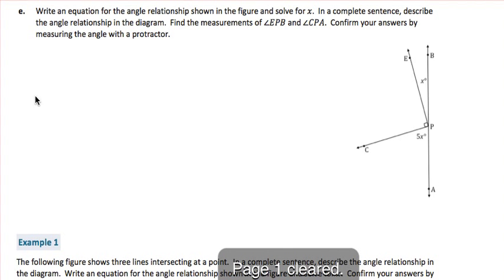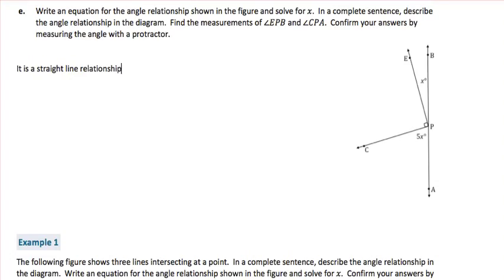In a complete sentence, they asked us to describe the angle relationship and then find the measurements of EPB and CPA. All right, first of all, it is a straight line relationship, and that is, of course, 180 degrees. And we know all three measurements because this is x.